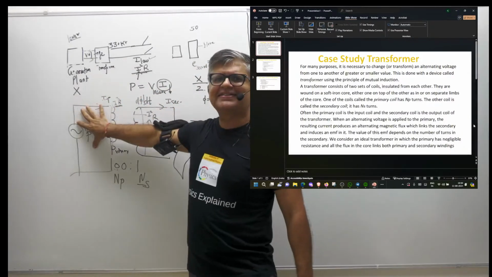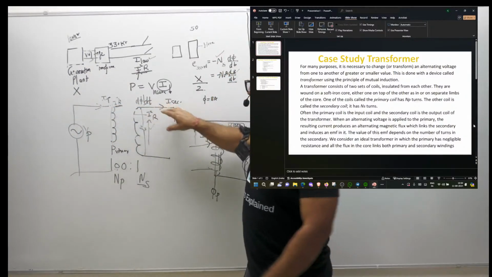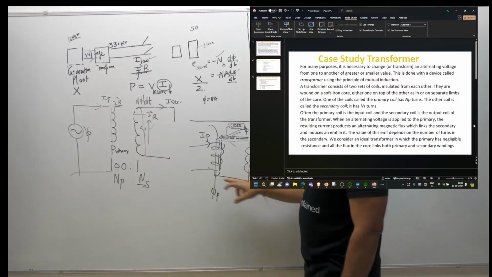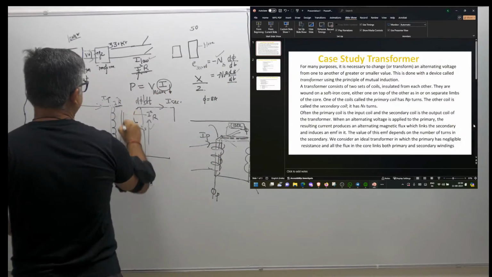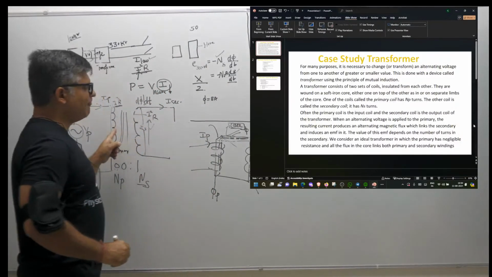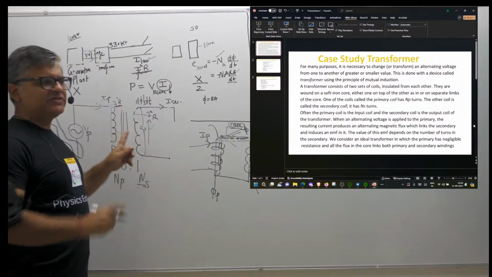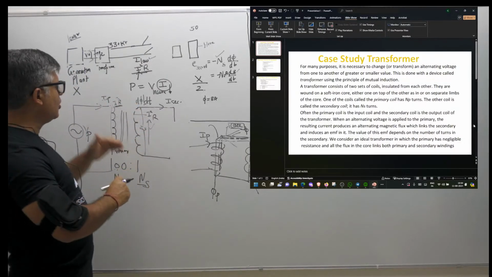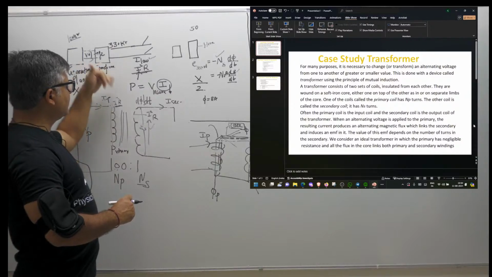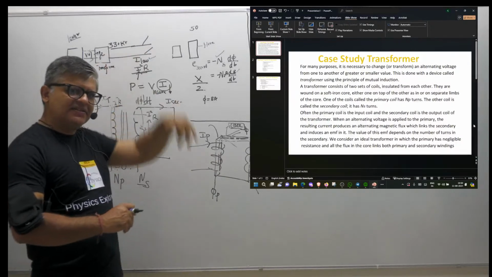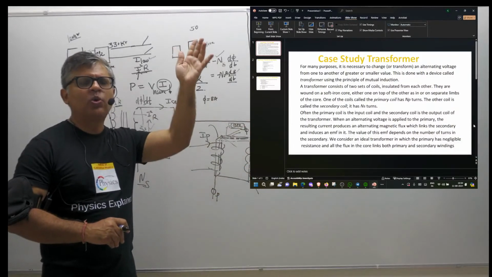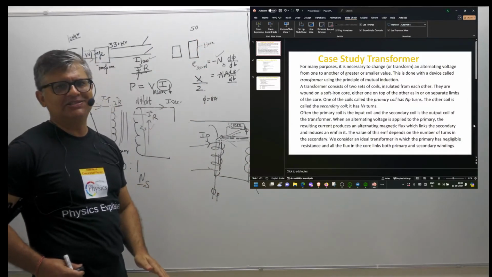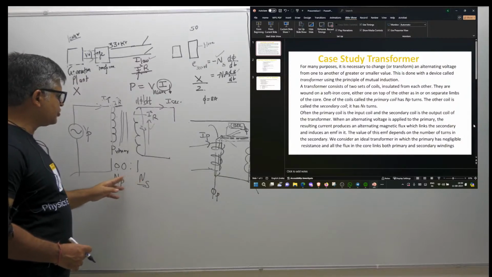So the left side is electricity. The middle part, which is the core, sometimes shown like this, is the magnetic part, which is where all the flux is. So the whole current gets converted into flux and reaches the other side. That flux then generates electricity of a higher voltage or a lower voltage, depending on your ratio.